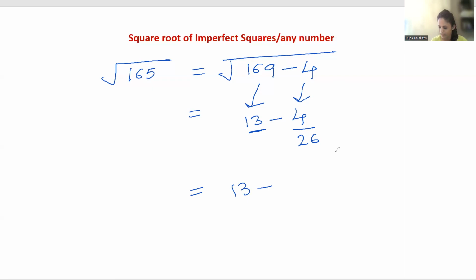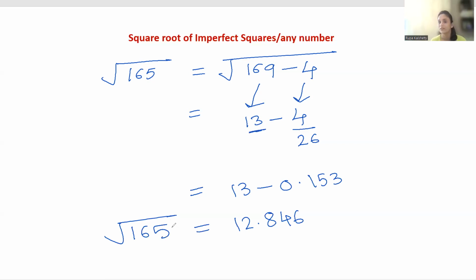So 4 over 26, if you do, you get 0.153. All right, so if you subtract 13 minus 0.153, you get 12.846. So this is going to be your root of 165, right? If you use the calculator, the root of 165 is 12.845, which is very, very close to what we have got.